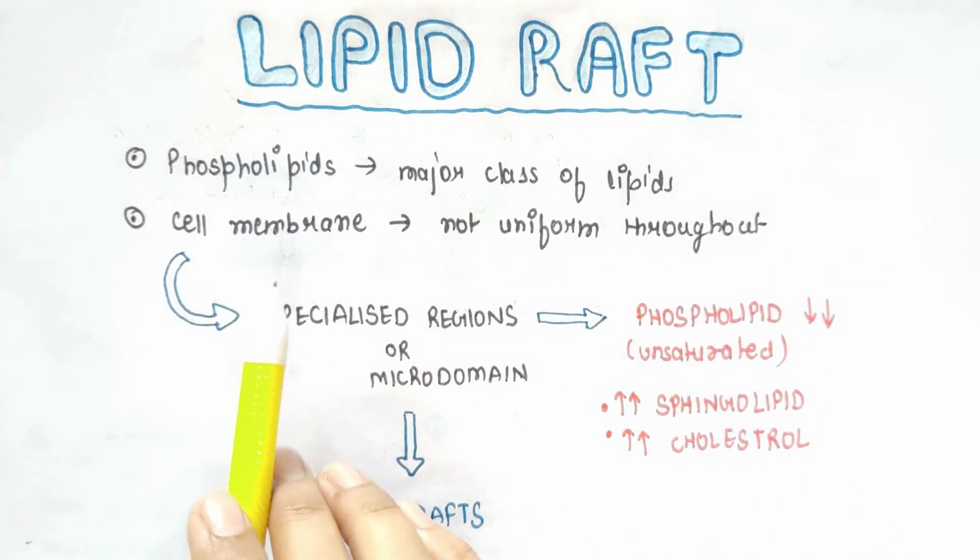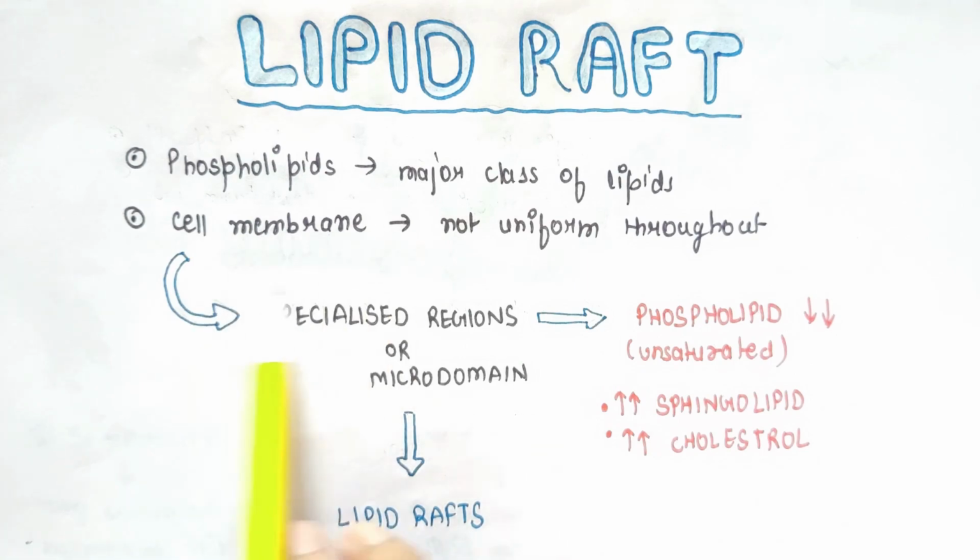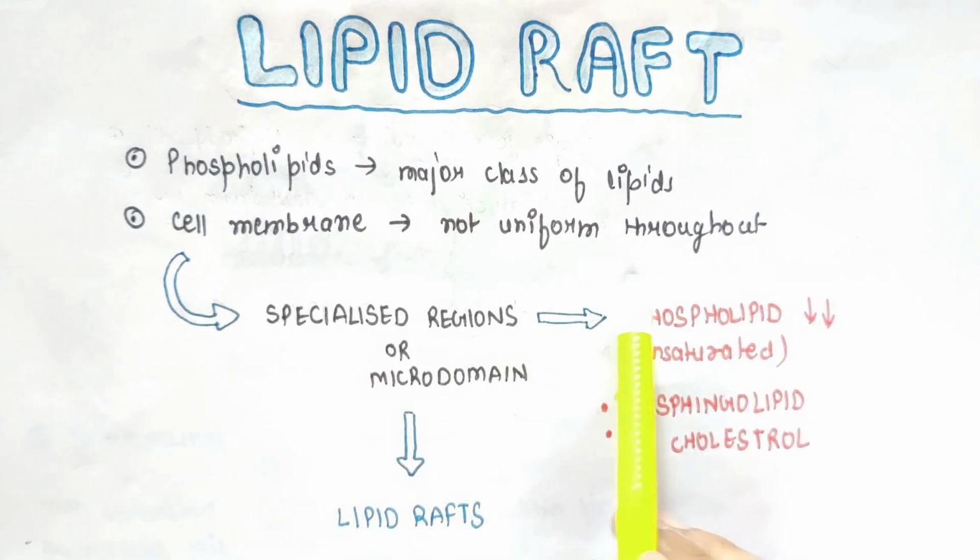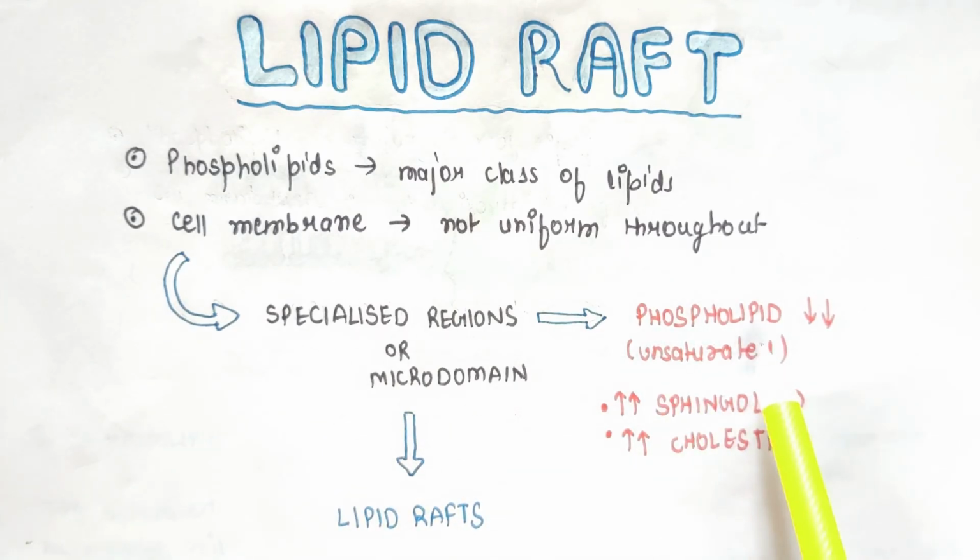But it is also important to understand that the cell membrane is not uniform throughout, because there are certain specialized regions or microdomains where the concentration of phospholipids, especially unsaturated phospholipids, is very low, and those regions are highly enriched with sphingolipids and cholesterol. Such specialized microdomains in the cell membrane are called lipid rafts.